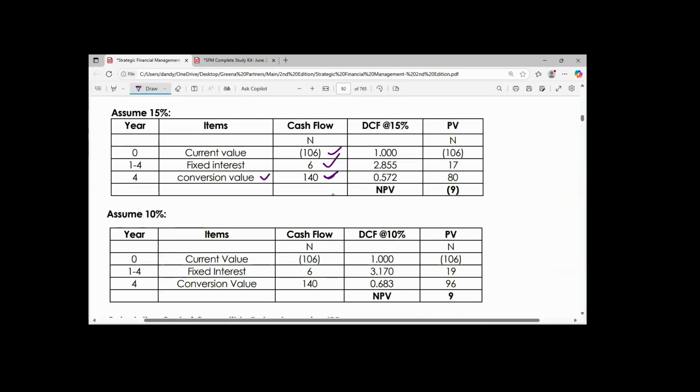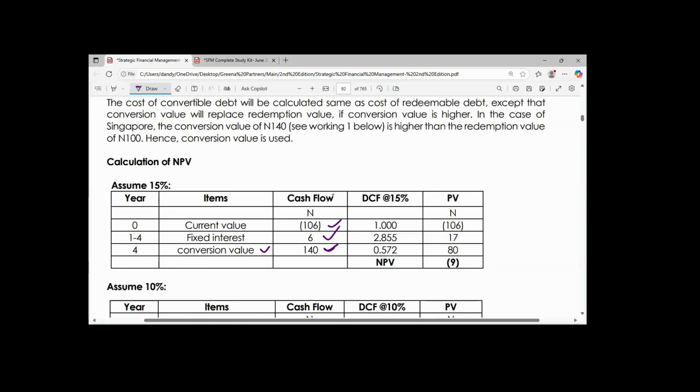Remember, you want to calculate the internal rate of return. So you have to assume two discount rates that will produce two opposing NPVs. I started with 15%. The annuity factor of year 1 to 4 at 15% is 2.885. 2.885 multiplied by 6 gives us 17. 106 multiplied by 1 gives us 106.